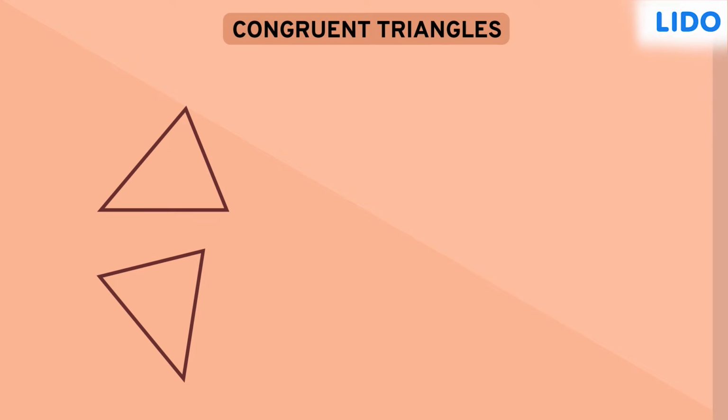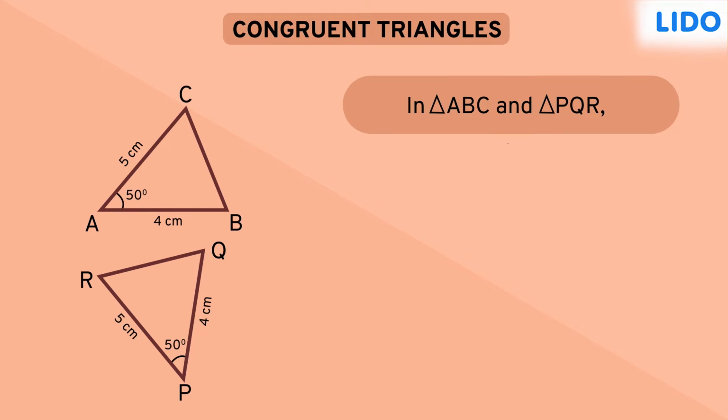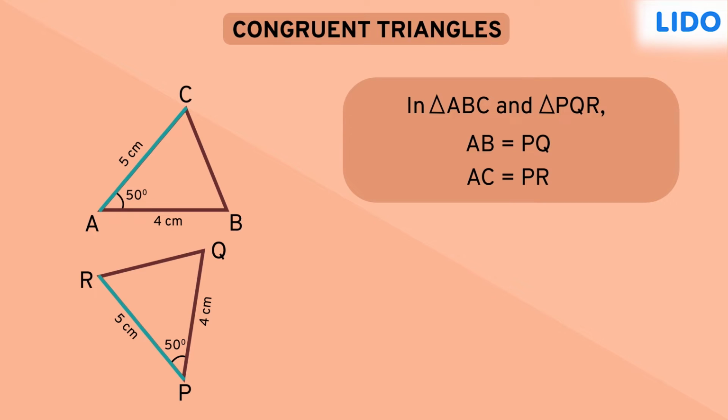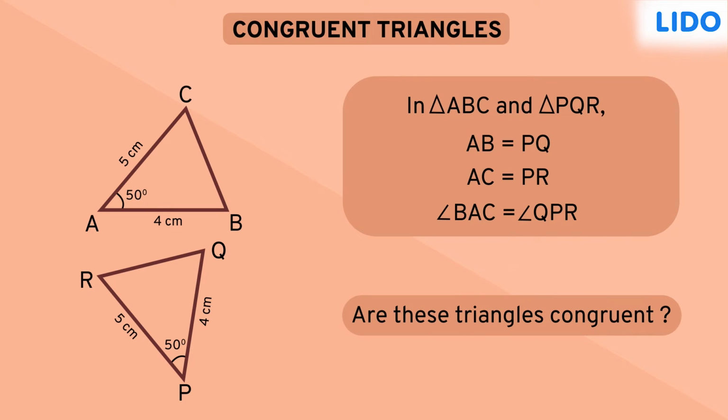Let's consider two triangles ABC and PQR such that AB is equal to PQ, AC is equal to PR, and angle A is equal to angle P. So we see that two sides and their included angle in one triangle are equal to the corresponding two sides and their included angle in the other triangle. Do you think these triangles are congruent?